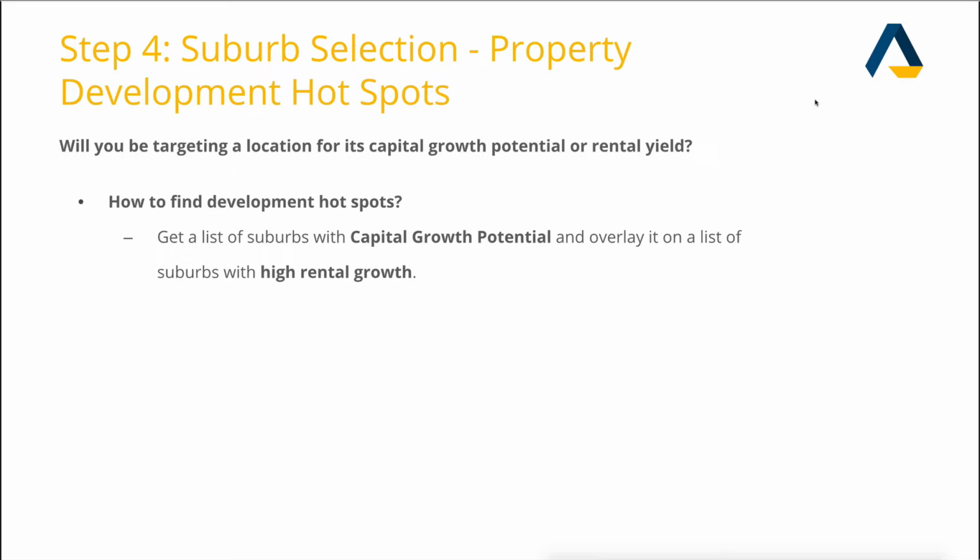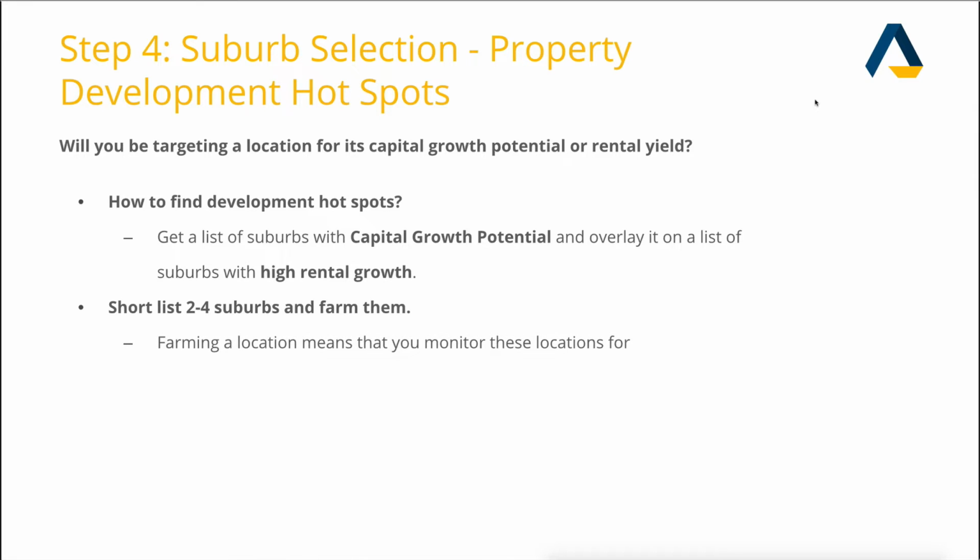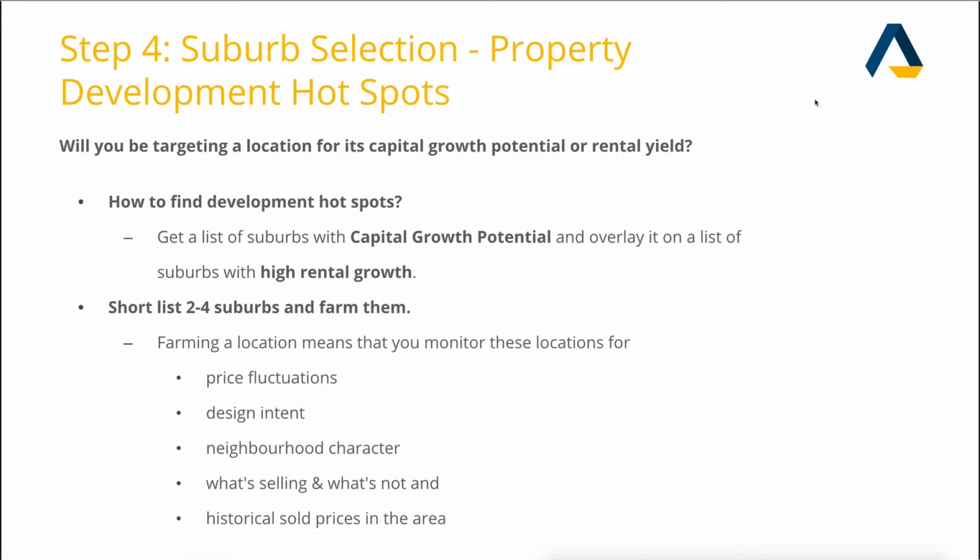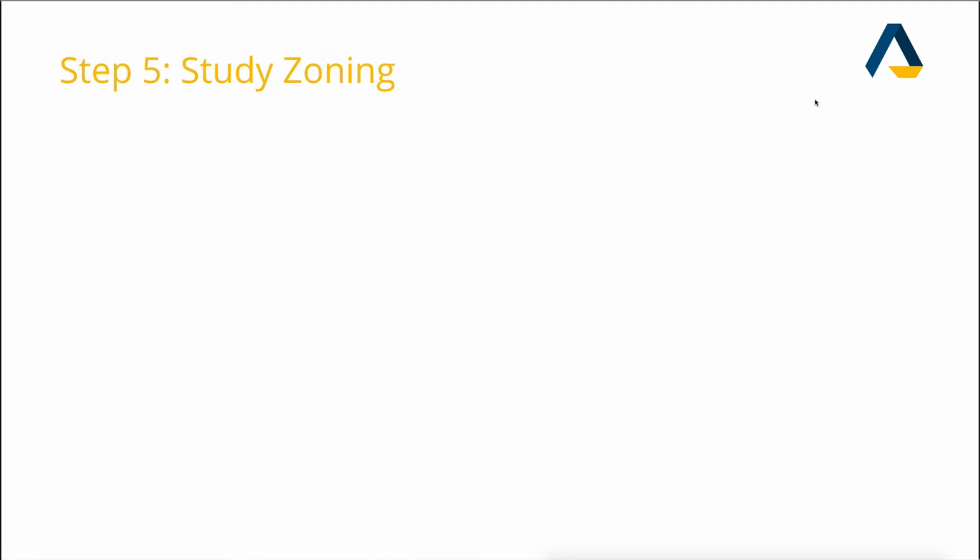Get a list of all the suburbs with capital growth potential and overlay it on a list of suburbs with high rental growth. And whatever suburbs come out to be common are going to be the hotspot where you should be developing. Shortlist 2 to 4 suburbs and farm them. By farming, I basically mean that you monitor these locations for price fluctuations, design intent, neighborhood character, what's selling, what's not, and the historical sold prices in the area.